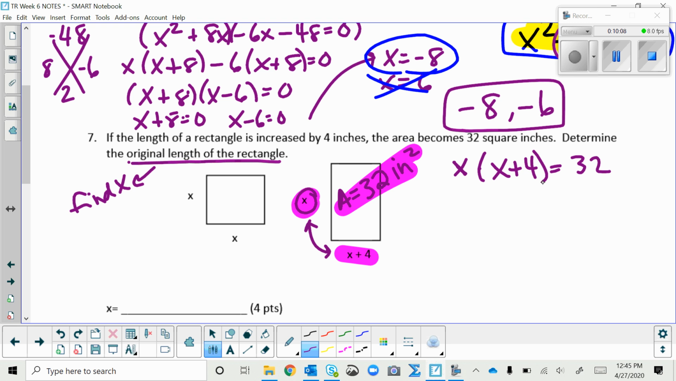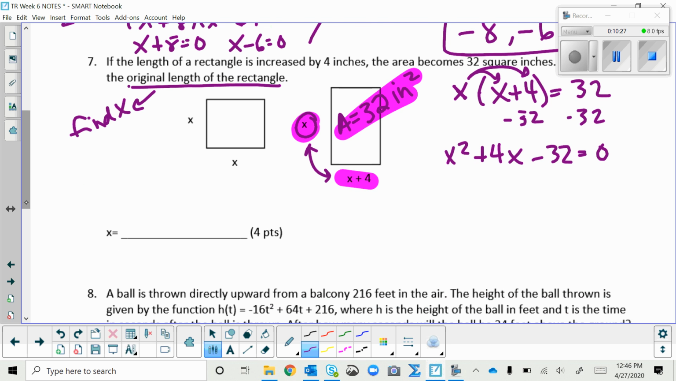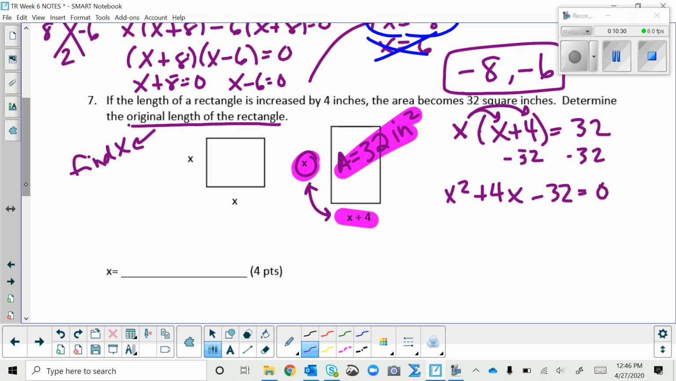What I'm going to do is distribute the x here. That gives me x squared plus 4x. And then I also need to move the 32 over to the left by subtracting it from both sides. And that gives me 0. Now I am going to factor by grouping. I need to know what multiplies to negative 32 and adds to 4. And that's 8 and negative 4. So I rewrite the middle term with a positive 8x and a negative 4x.